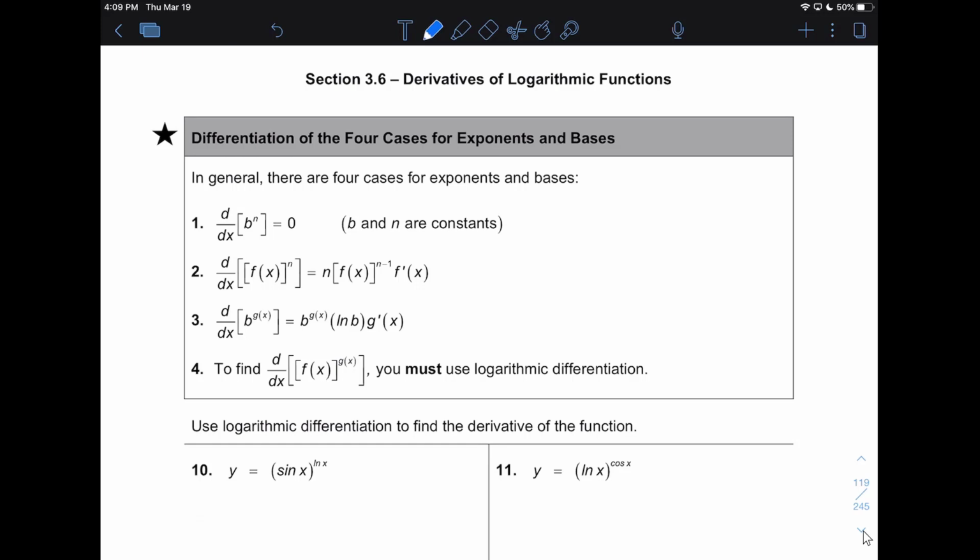So in general, there are four cases for exponents and bases. Number one, the derivative with respect to x of b to the n, where b is a constant and n is also a constant, is 0. And number two, the derivative with respect to x of f of x to the n power is going to be n times f of x to the n minus 1 power times f prime of x. So we know that one, that's a chain rule.